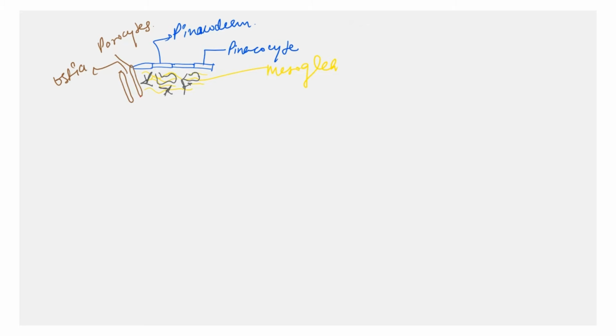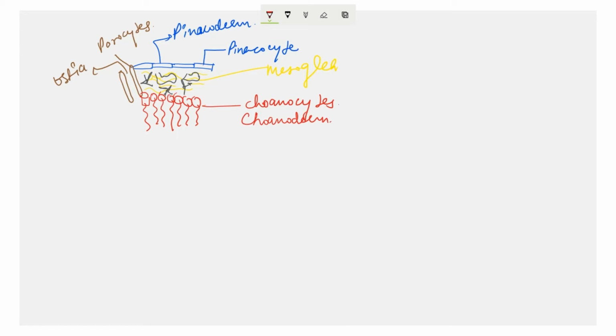And then the inner body wall has these flagellated choanocytes. The layer is the choanoderm. Okay, so this is basically your body wall of sponge.